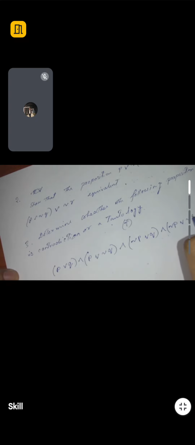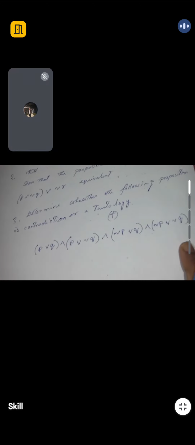So I'll give you the expression. Just take a screenshot. You have to find out whether this expression is a tautology or a contradiction.